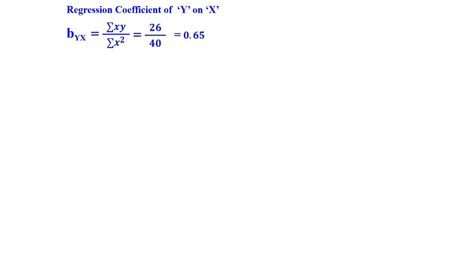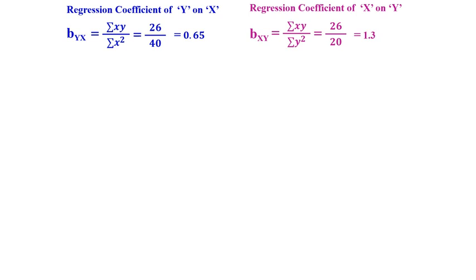Similarly, find the regression coefficient of x on y. It is given as bxy equals summation of xy divided by summation y square. 26 by 20, y square is given as 20, so it will be 1.3.